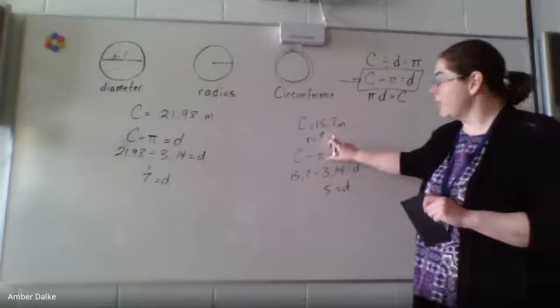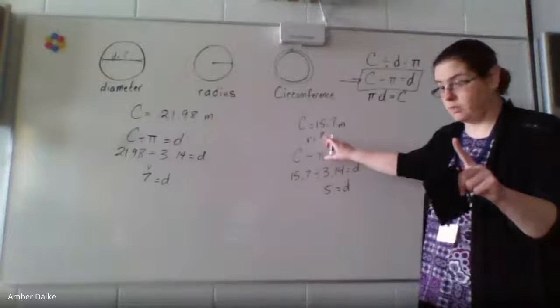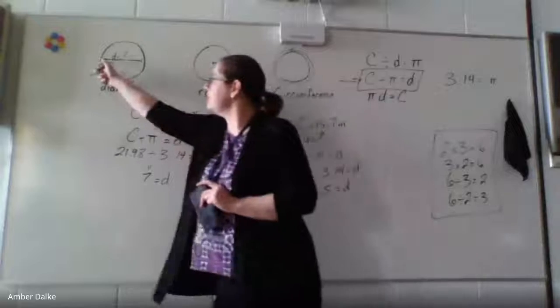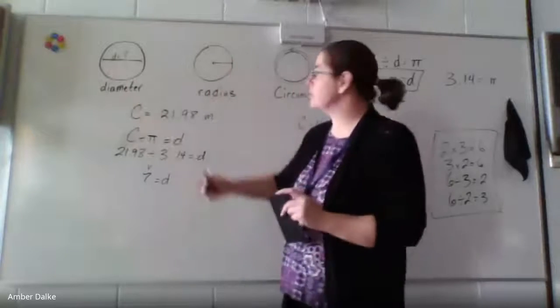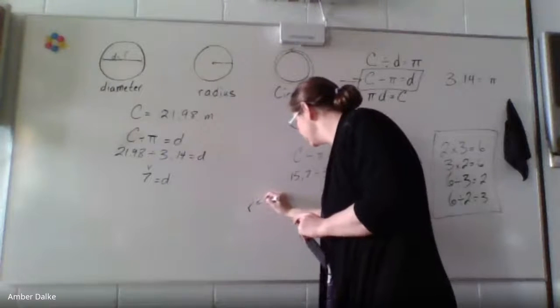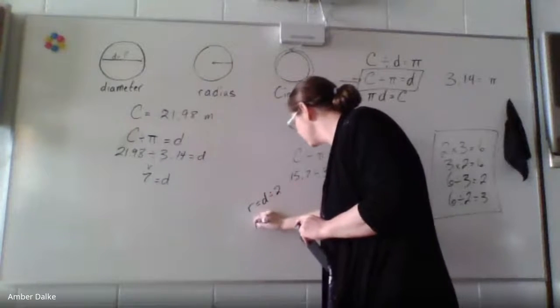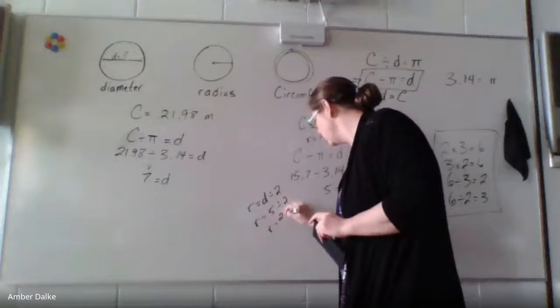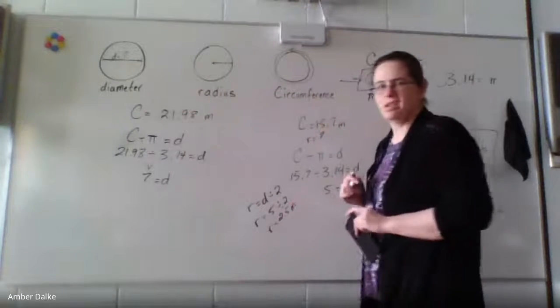Now, if you want to know the radius, which is what I asked for, right? Then you would take the diameter, cut it in half. Because I calculated the diameter, the distance across the whole circle, we only want to know the halfway. So radius equals diameter divided by 2. Radius equals 5 divided by 2. Radius is 2.5 meters. And that's it.